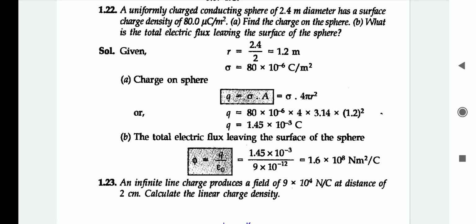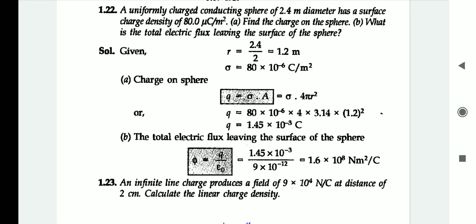Now what are we given over here? We are given a charged conducting sphere whose diameter is 2.4 meter and the radius will be 1.2 meter. And the surface charge density is given, that is sigma is 80 into 10 to the power minus 6 coulomb per meter square. Now the first part is we have to calculate the charge on the sphere.